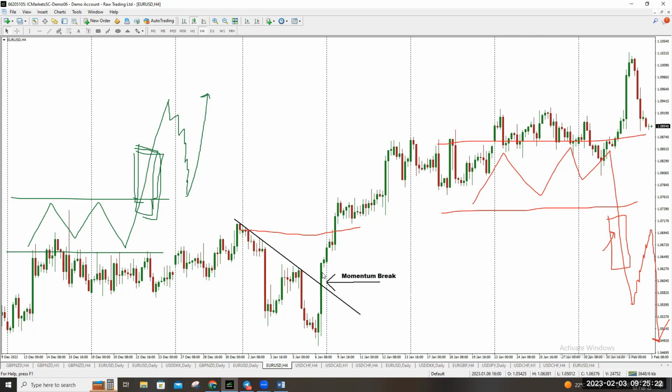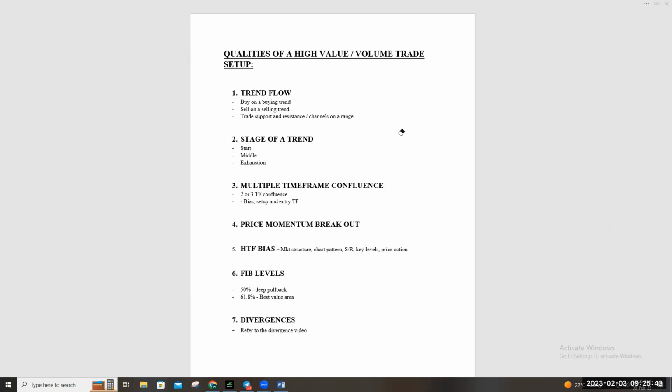So pay attention to all the breaks that you find, whether it's a trend line break, whether it's a range based break, whatever breaks you get in the market, if they are momentum breaks, trade in line with that break.